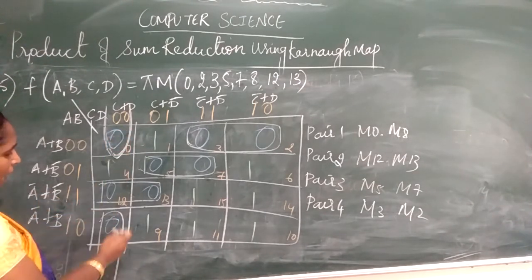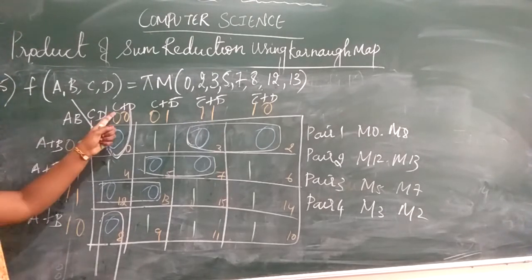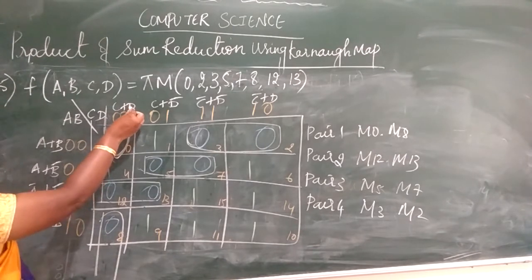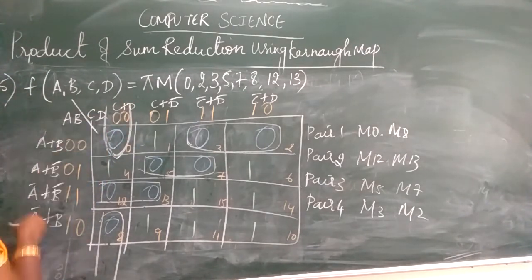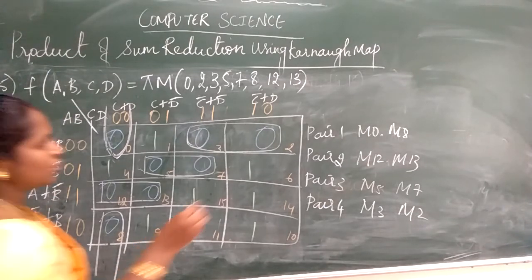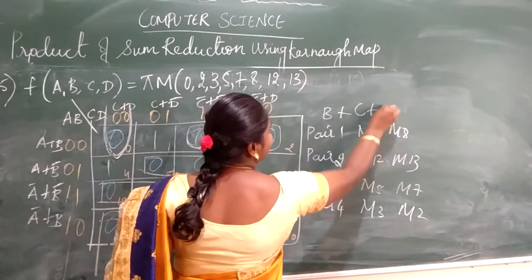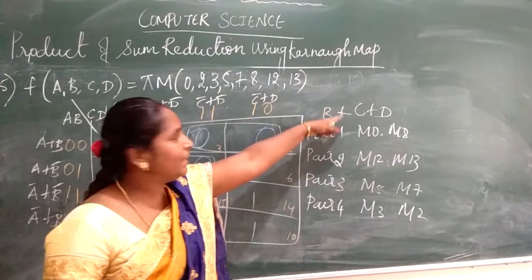So M0, M8. Here vertically what you have, A plus B, A bar plus B, and C plus D remains constant. So in a pair only one variable changes from complemented to uncomplemented or vice versa. So C plus D remains the same, A plus B, A bar plus B, A gets cancelled. My expression for this is B plus C plus D. For pair 1 my expression is B plus C plus D.